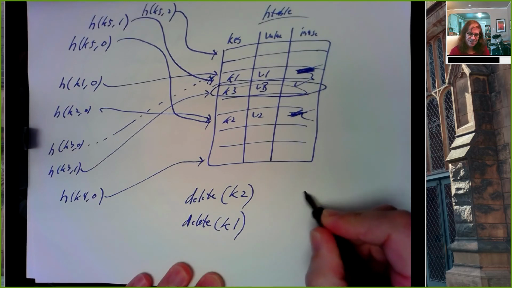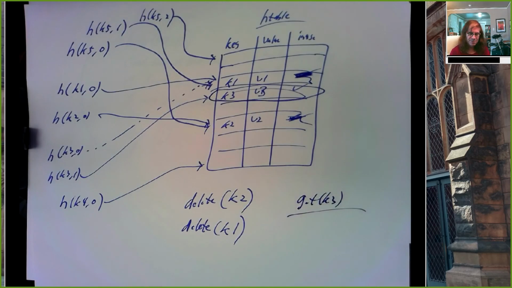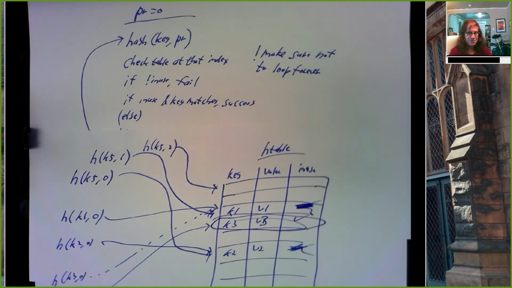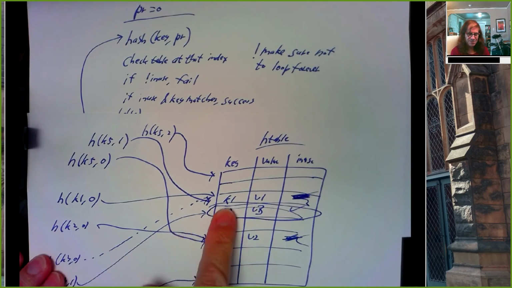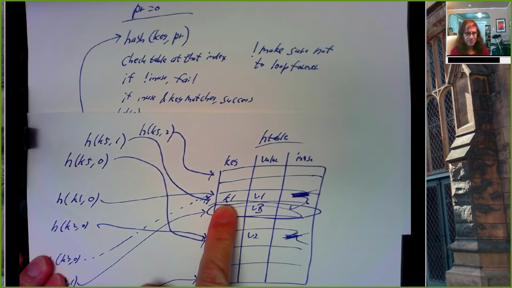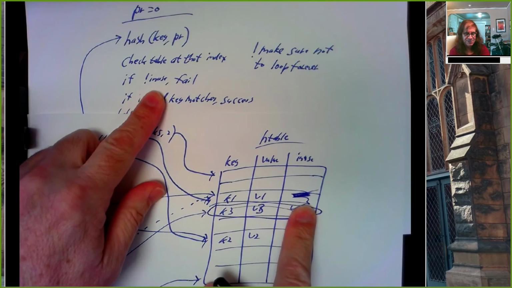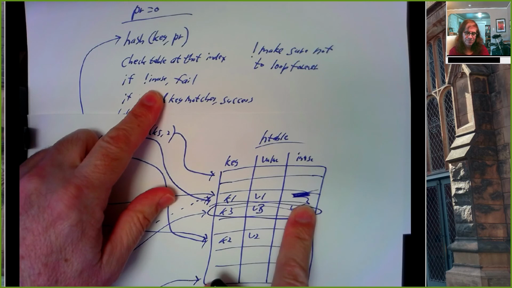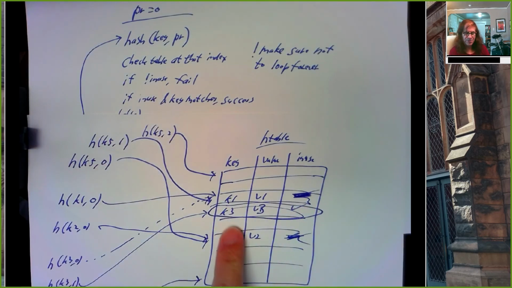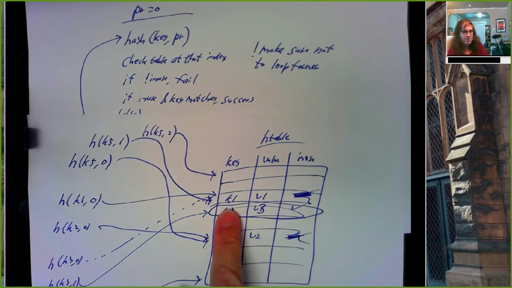Right? If I say get K3, what's my algorithm going to do? It's going to hash K3 with a probe of 0. That's going to take me to this spot here. I'm going to check the in-use flag. In-use is cleared. My get algorithm is going to say, sorry, I don't see K3 in your table. Even though it is in the table, because I cleared that flag, my algorithm doesn't think that K3 is in there anymore.